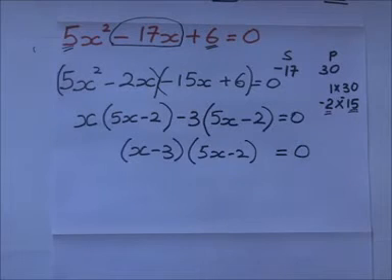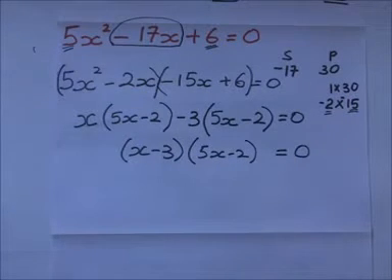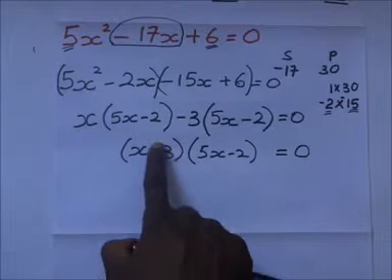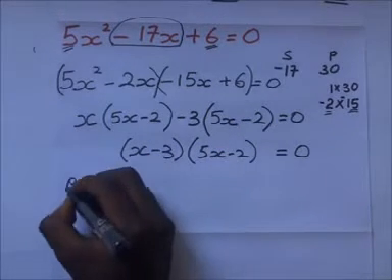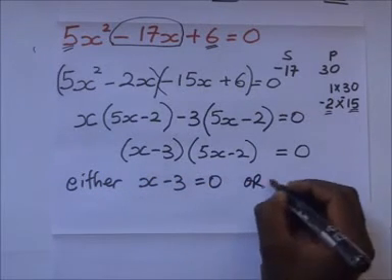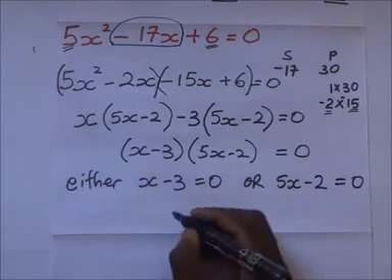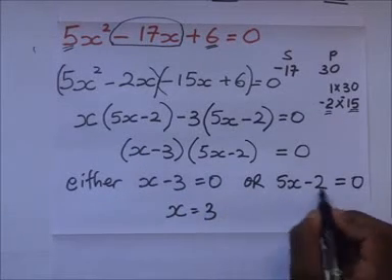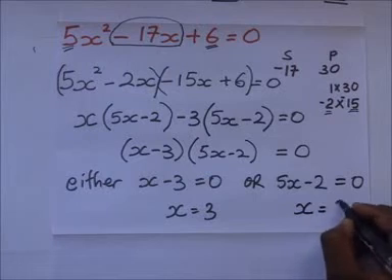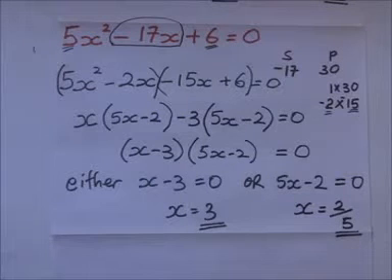So after factorization, we go ahead and find the value of x. Since this times that is equal to 0, and we know that if you multiply any two numbers and you get your answer as 0, it means one of those two numbers is 0. Then it means that either this one is 0 or that one is 0. So we shall write either x minus 3 is equal to 0 or 5x minus 2 is equal to 0. And when we make x the subject of the formula here, we shall have our value of x as 3. And right here, our value of x is 2 over 5. So the two values of x here are 2 over 5 and 3.